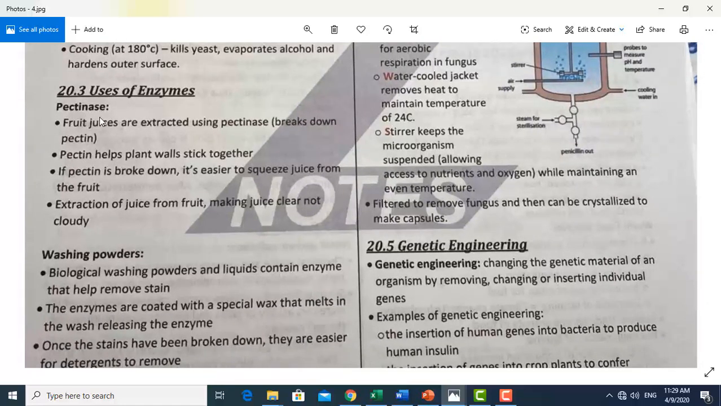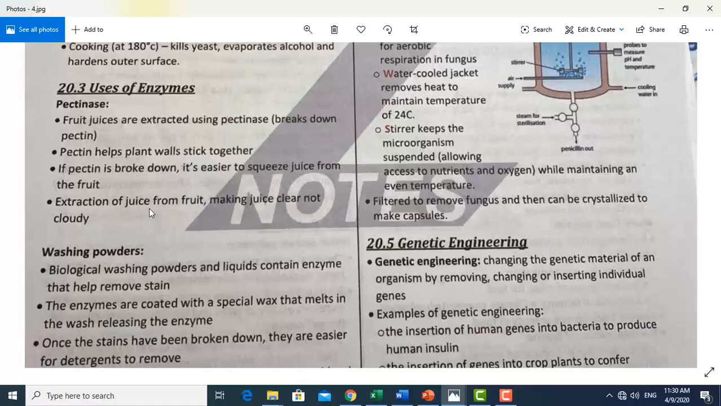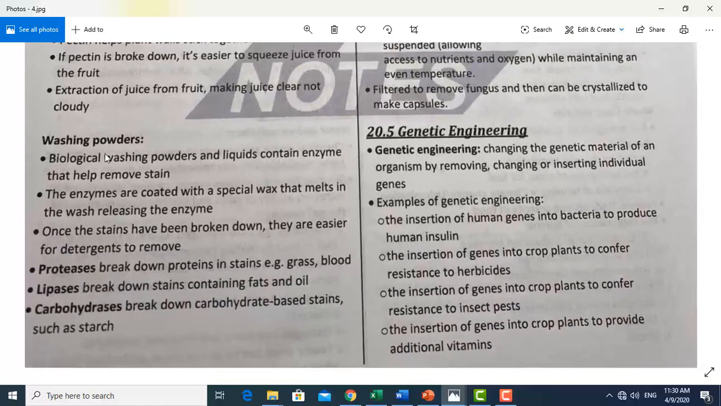Uses of enzymes. For an example, pectinase: fruit juices are extracted using pectinase because it breaks down the cell walls of the fruit. Pectin helps plant walls stick together. If pectin is broken down, it's easier to squeeze juice from the fruit. So extraction of juice from fruit, making juice clear, not cloudy. We add pectinase so it makes it easier for you to get as much juice as you can from that fruit.